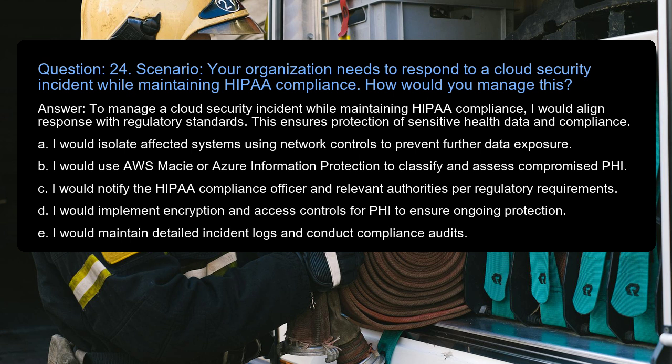A. I would isolate affected systems using network controls to prevent further data exposure. B. I would use AWS Macie or Azure Information Protection to classify and assess compromised PHI. C. I would notify the HIPAA compliance officer and relevant authorities per regulatory requirements. D. I would implement encryption and access controls for PHI to ensure ongoing protection. E. I would maintain detailed incident logs and conduct compliance audits.